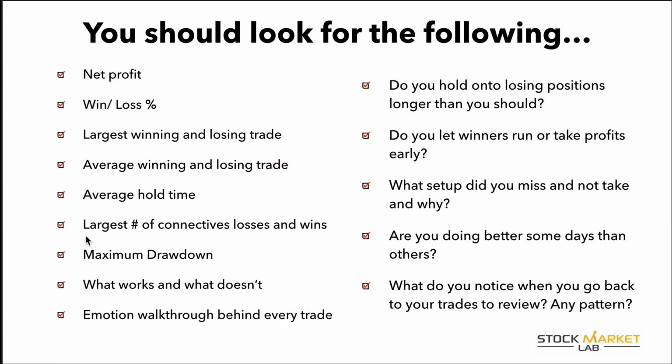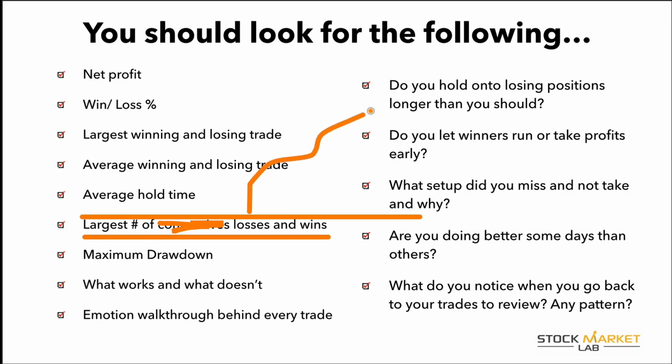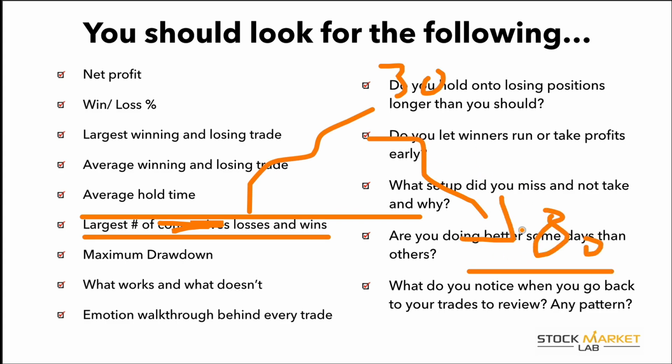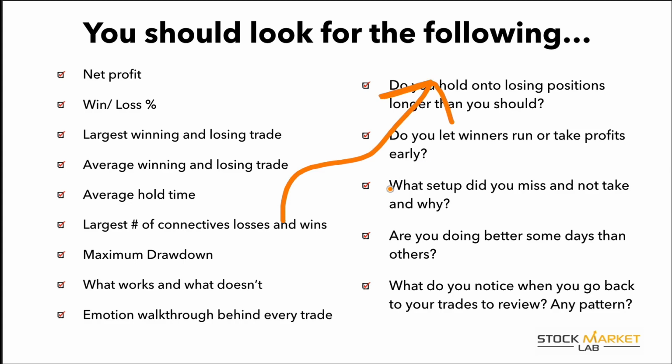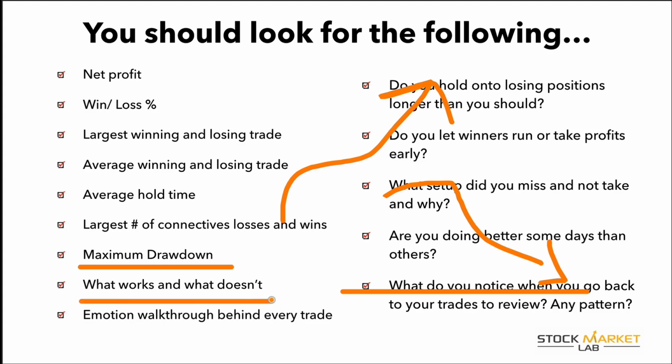Largest number of consecutive losses and wins, right? Maybe you had a winning streak for 30 days. Maybe you had a losing streak for 80 days. Why was there a losing streak? Was it continued on from the prior week and so on? Why did you have a winning trade? What can you do to continue this momentum or have this momentum again? These are things you want to understand so you can continuously either keep doing it or adjust and not make the same mistake over and over again. What is your maximum drawdown? What works and what doesn't?